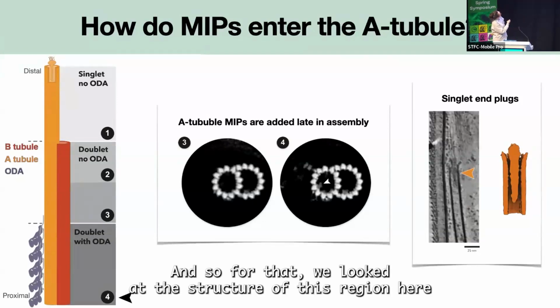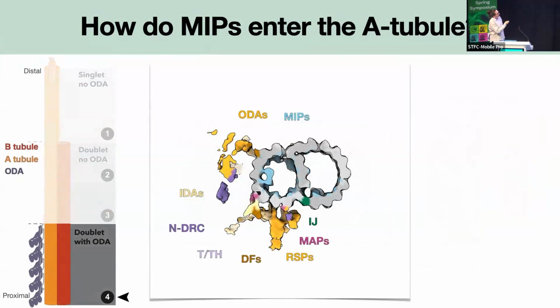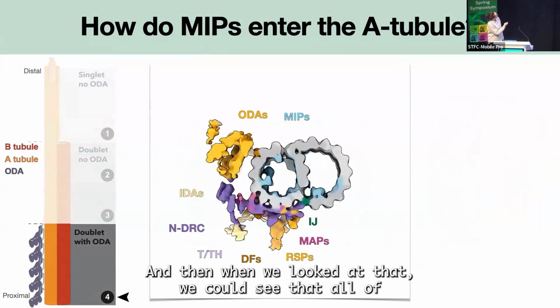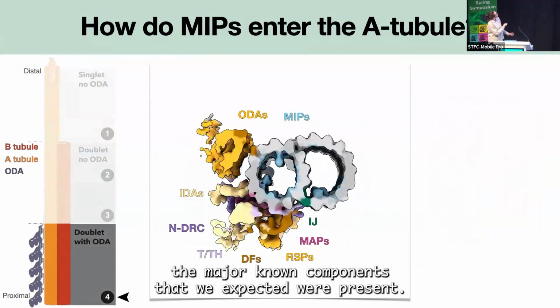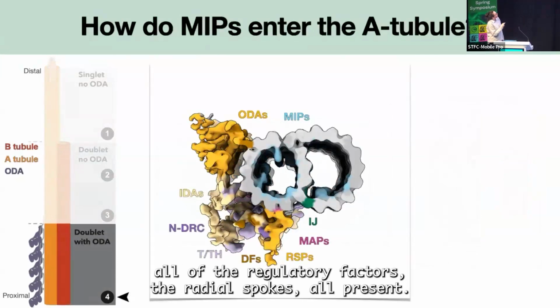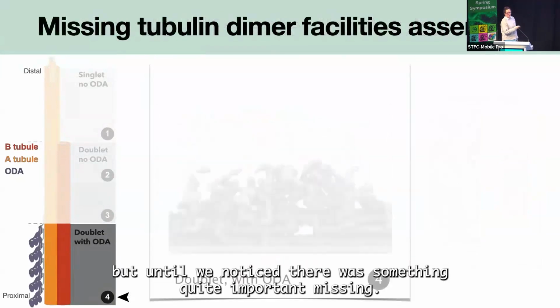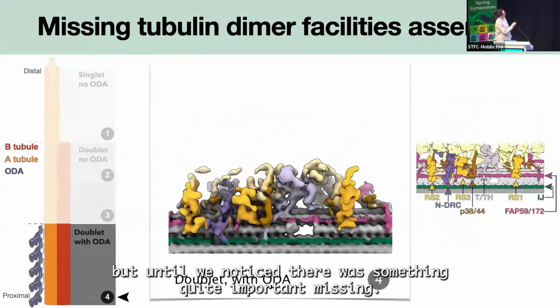And so for that, we looked at the structure of this region here and solved this 96 nanometer repeat of this region. And then when we looked at that, we could see that all of the major known components that we expected were present. So all of the outer arms, all of the regulatory factors, the radial spokes were all present. So it all looked quite normal until, well, it didn't take us that long, but until we noticed there was something quite important missing.